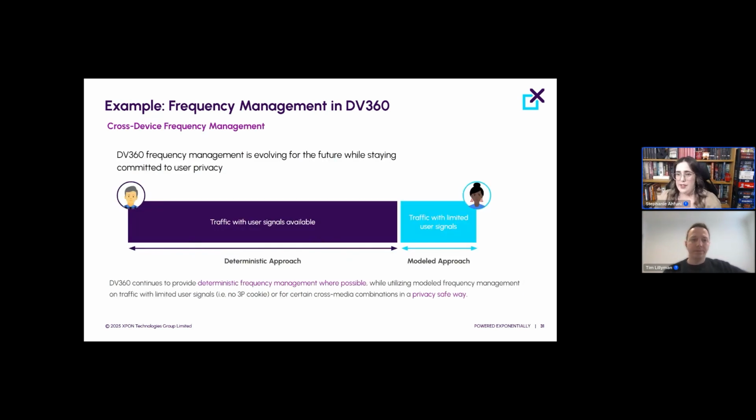How this is measured, particularly as we move into that more privacy-first world, in DV360, is a combination of deterministic measurement and modeled data. Deterministic measurement, for anyone who's not sure what that means, is essentially measurement where we have user signals available. So this is things like people who are logged in on devices and cross devices, versus modeled measurement, which is for traffic where we might have limited access to user signals. So when someone is signed out and they don't have a third-party cookie, as an example.